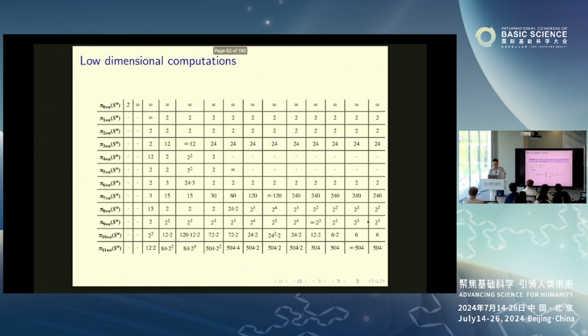Okay. So here's the table of the low-dimensional computations. Let me first explain the notation a little bit. Infinity means a copy of Z. A dot just means 0. 2 means Z mod 2, 12 means Z mod 12. 2 squared means Z mod 2 plus Z mod 2 instead of Z mod 4, and so forth.